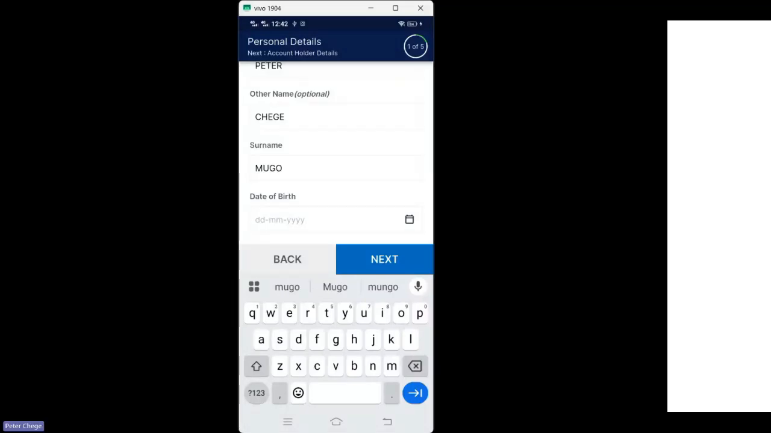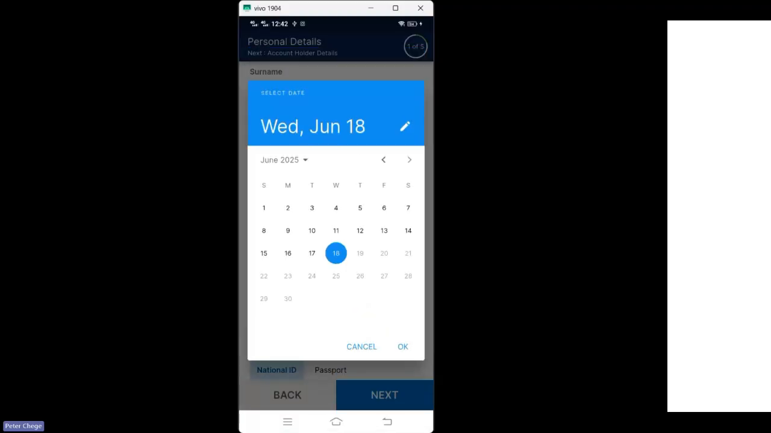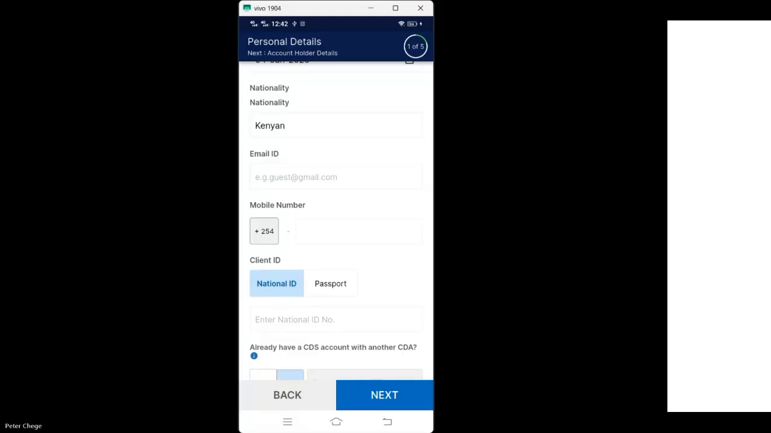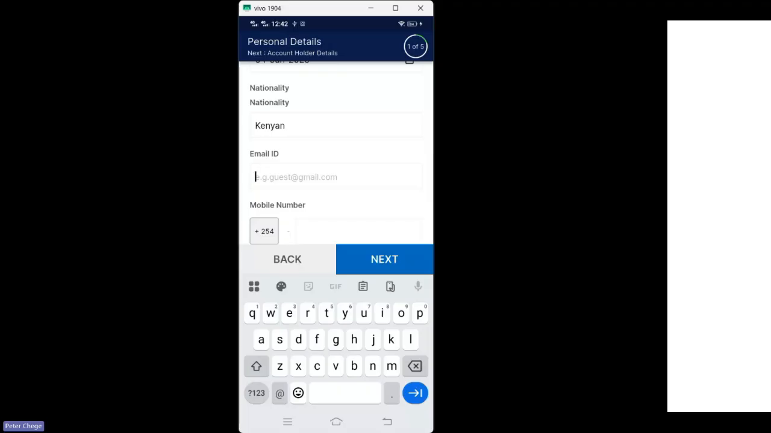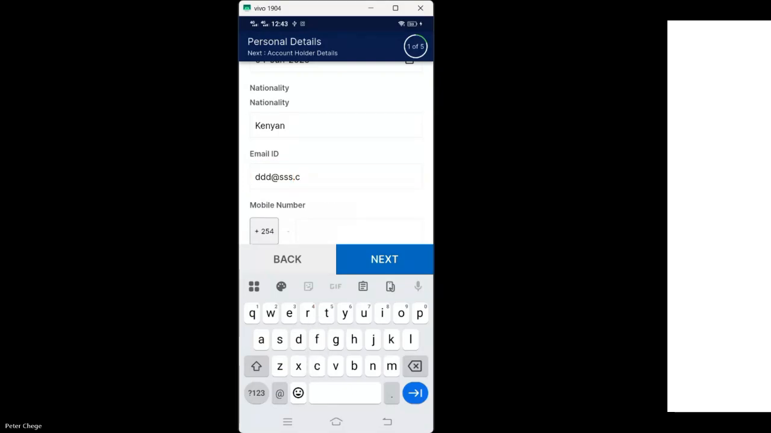Then you give your exact date of birth. For mine, I'll just put dummy details for the demo. Then nationality. If you are Kenyan, you just leave it as Kenyan. Then you give your email address. Here, let's just use a dummy email, but make sure it is the correct email. So make sure your email is correct.